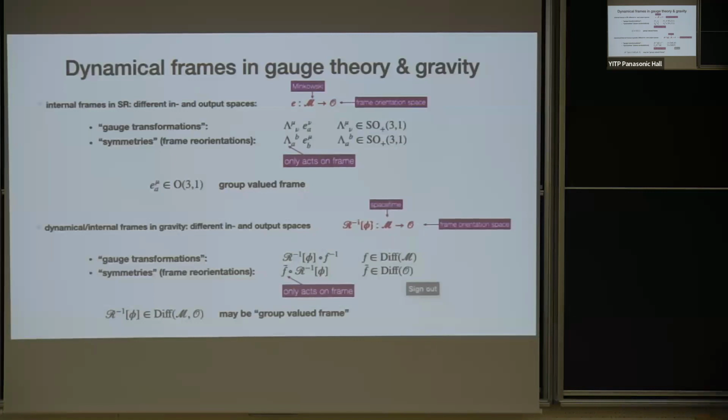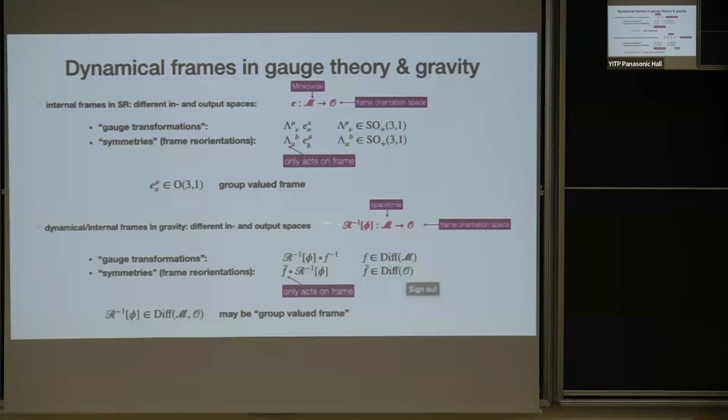And then gauge transformations are really bulk space-time diffeomorphisms. Well, they have to act from the left on this frame, on the space-time side, of course. And now what we can call frame reorientations or symmetries, they'll be acting on the space O here, on the image space. And so they have to act from the right. And because of that, these frame reorientations are only going to act on the reference frame, but not on the other fields in space-time.